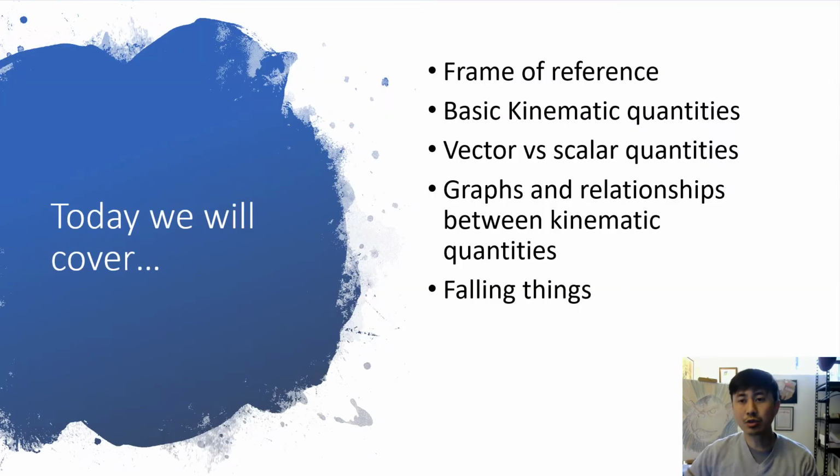Today we're going to go through frame of reference, the basic kinematic quantities, you know them, displacement, velocity, acceleration. We'll review what a vector is, what a scalar is, and then the most important part for the AP test, how to interpret those graphs, how to use slope or how to use area under the curve to do some simple math. And then we'll finish up by talking about free fall and terminal velocity.